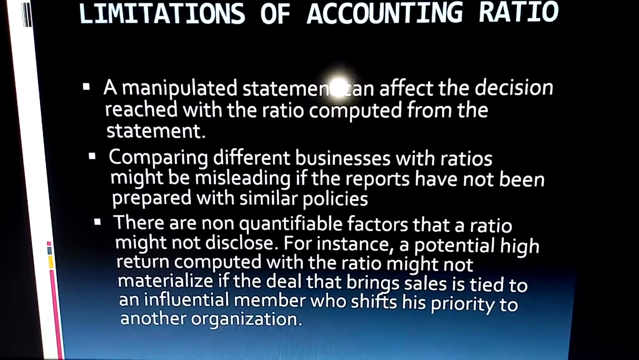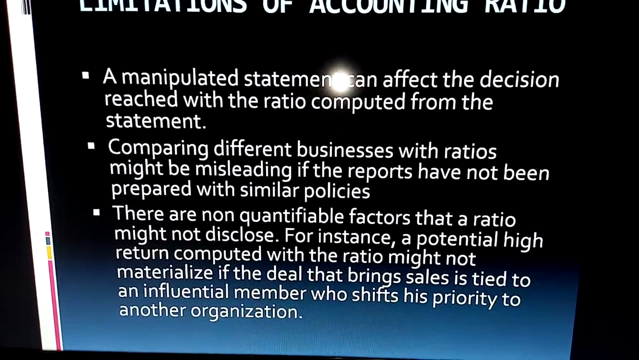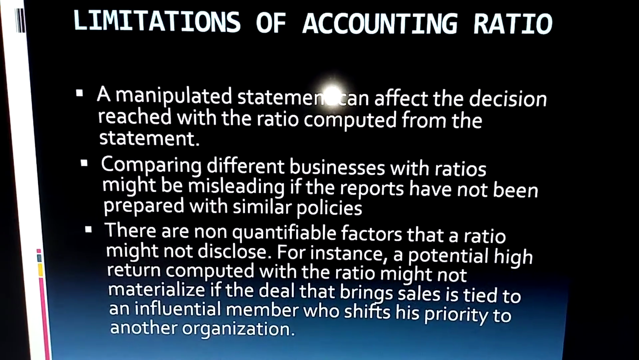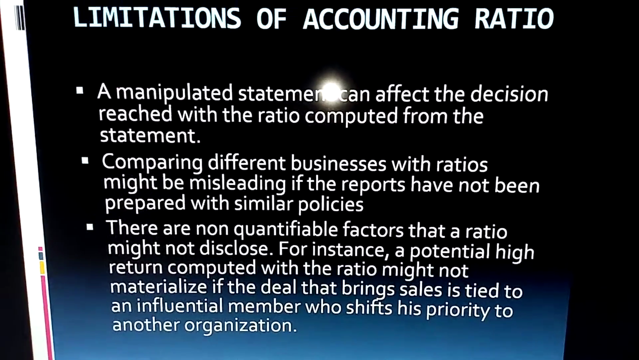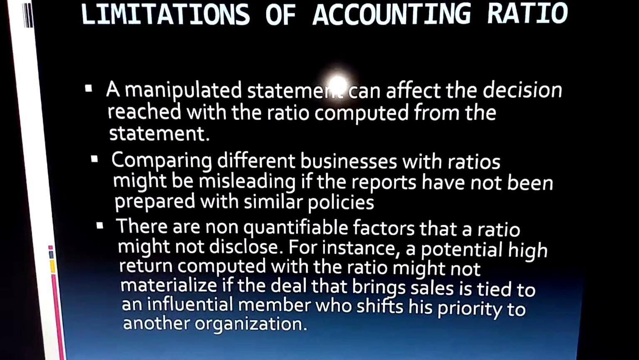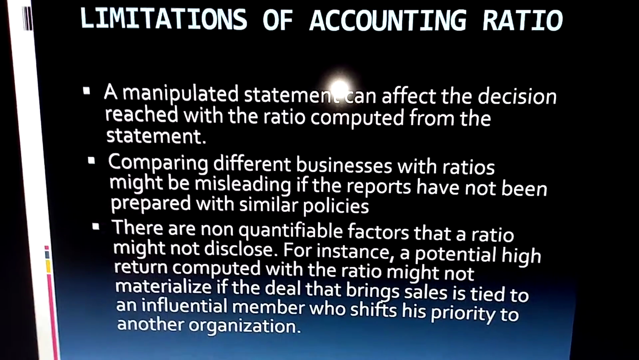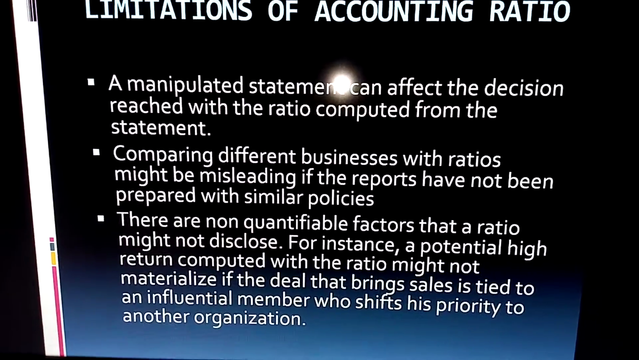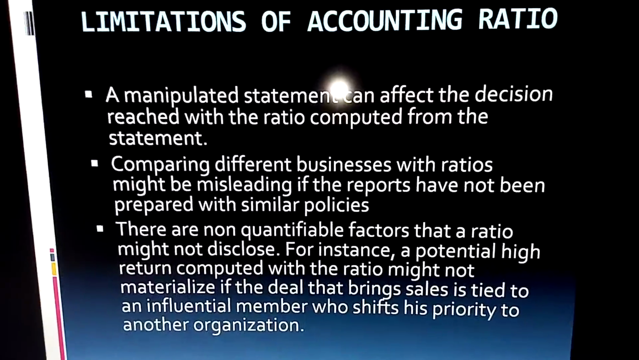Then there are some other factors that the ratio might not disclose. Take for instance a business that is doing well, but the sales are tied to an influential person that is a member or a shareholder in the business. The moment that person takes his eyes off and puts attention to another business, that deal might not be coming to this business, but that might not be made known to you. So you are saying that the business is doing well, so potentially it will continue to do well. But if the deals are tied to someone in the business, and that person now focuses attention on other businesses, the new business might be getting the deals, while this one might not be getting them.